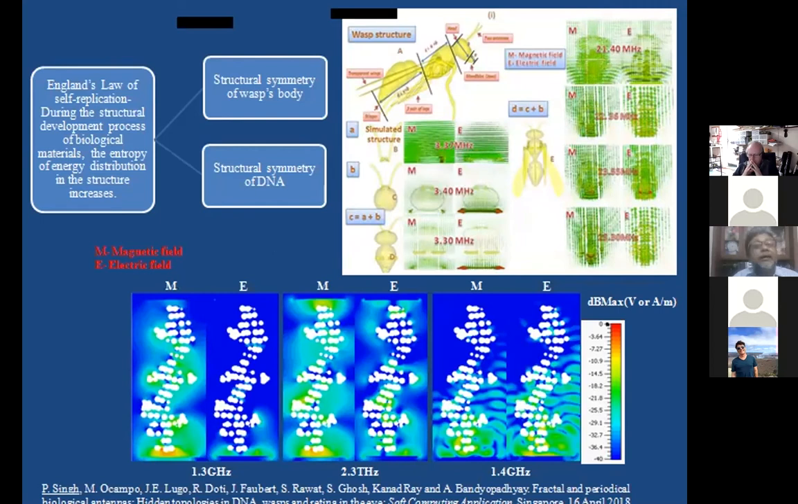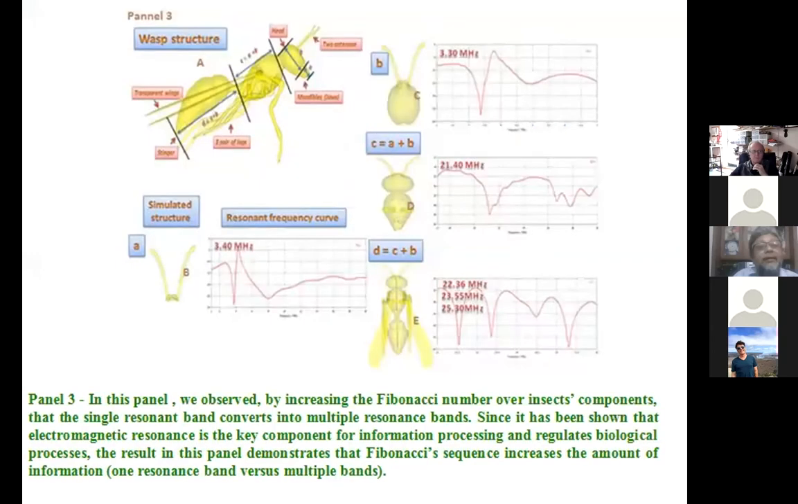So we tried to examine or explore that, the structural symmetry of our body or the structural symmetry of DNA. You can see we used step-by-step upgradation of the particular component structure, and simulated the electric and magnetic fields, and got the different resonant frequencies. We were very happy to discover this, but I have little time. So here is the structure, and we got these frequencies.